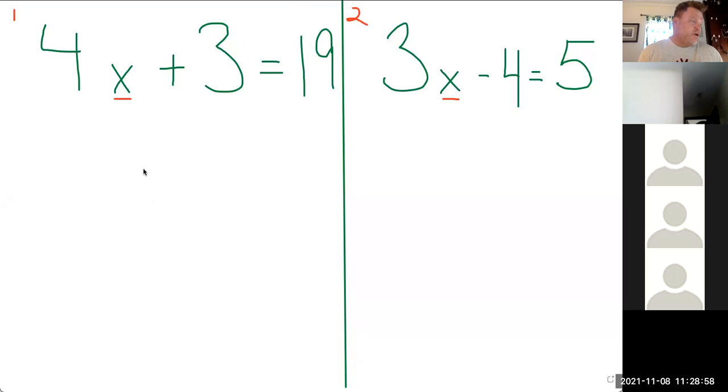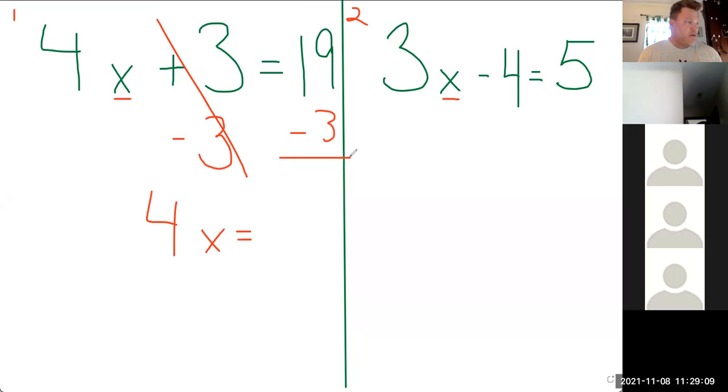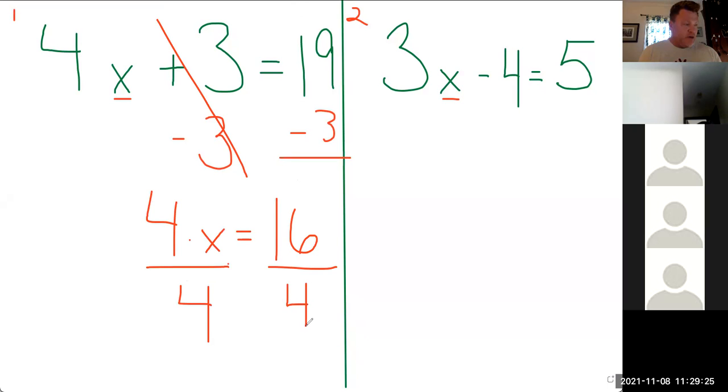Okay, so we're going to go that and that. Those cross out. 4x comes on down. 19 minus 3 is 16. Next step, it's trying to multiply, so we divide. We want to think that through. And whatever we do to one side, we've got to do to the other. Those cancel out. And this is what we type into our calculator. 16 divided by 4 is 4.